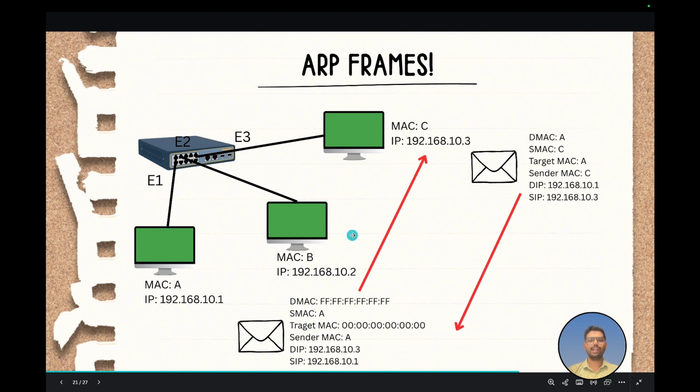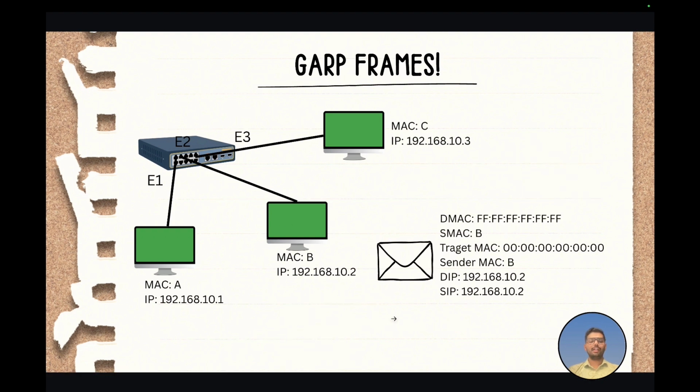So this is how the ARP request and reply packet looks. Now the second one is gratuitous ARP. Let's assume a scenario where the initial setup is the same: a switch with interfaces Ethernet 1, 2 and 3, and three machines connected to the switch. You can see the MAC address and IP address of the corresponding machines over here.